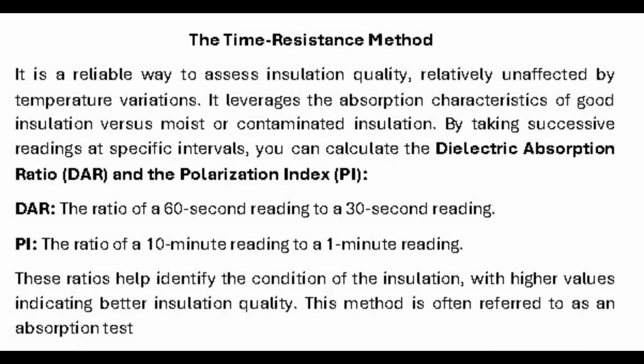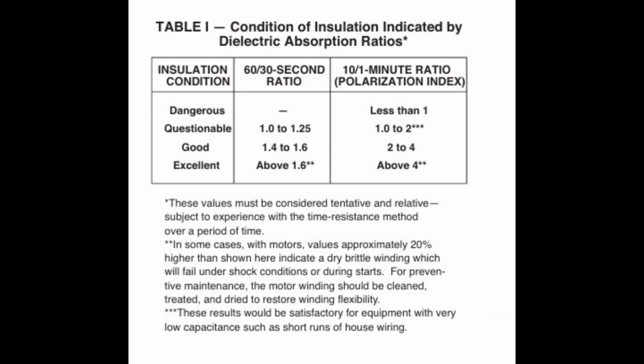Now we shall discuss the time resistance method. It is a reliable way to assess insulation quality, relatively unaffected by temperature variations. It leverages the absorption characteristics of good insulation versus moist or contaminated insulation. By taking successive readings at specific intervals, you can calculate the dielectric absorption ratio, DAR, and the polarization index, PI. DAR, the ratio of a 60-second reading to a 30-second reading. PI, the ratio of a 10-minute reading to a 1-minute reading. These ratios help identify the condition of the insulation, with higher values indicating better insulation quality. This method is often referred to as an absorption test.